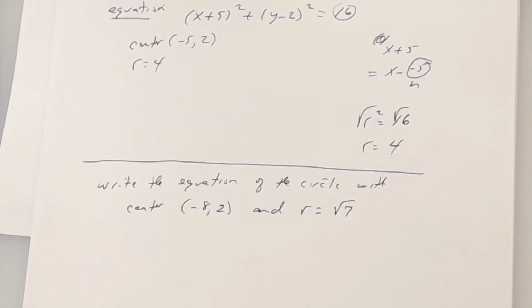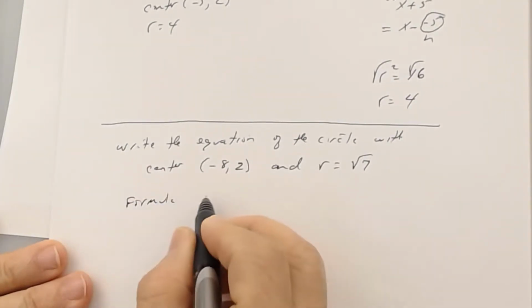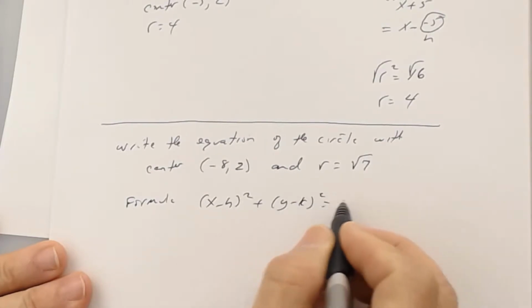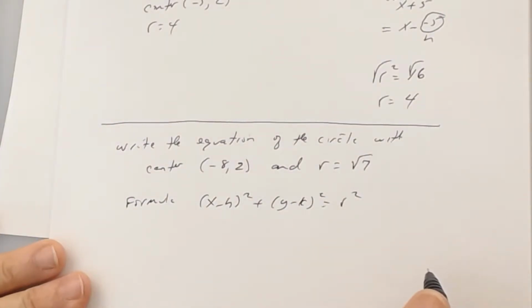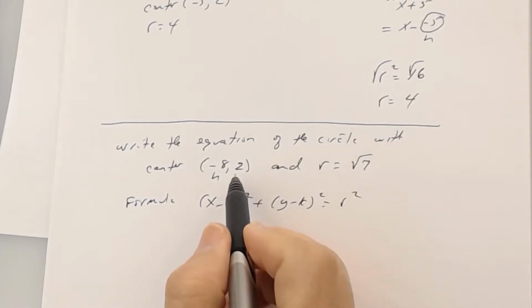All right, so you want to write the equation of a circle. What's the formula for the equation of a circle? x minus h squared plus y minus k squared equals r squared, right? All right. So to write the equation of a circle, you got to know two things. You got to know the center and the radius. Do I know both? Yes. What is the center here? -8, 2. So what does the -8 represent? h. What does the 2 represent? k.